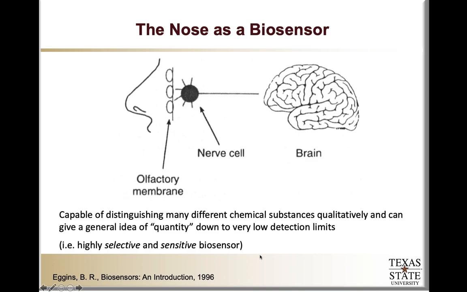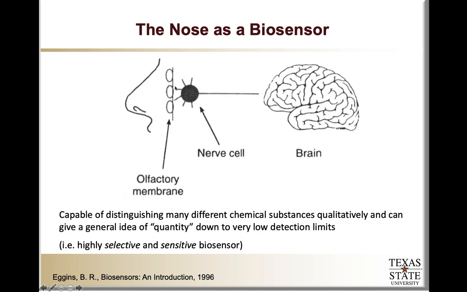Here I wanted to give an example of the nose as a biosensor. In our case, our noses have an olfactory membrane that is basically the sensing element that is able to interact with the molecules that are present in the air. And so that is our biorecognition element. That olfactory membrane includes bioreceptors that are able to bind to aerosolized molecules in the air.